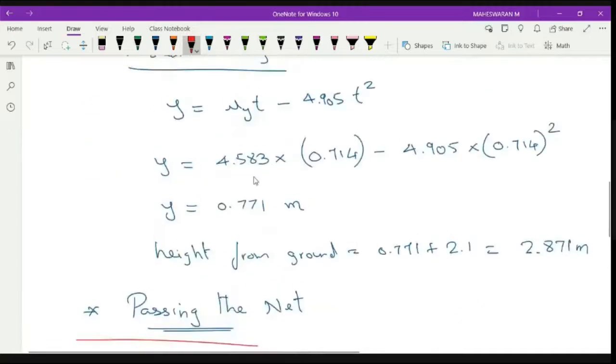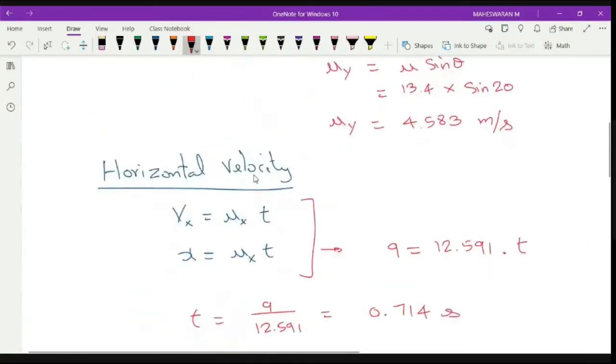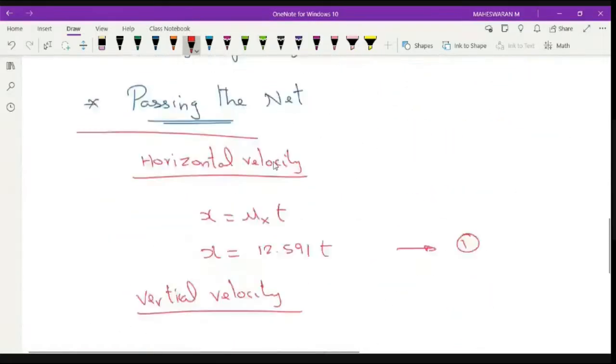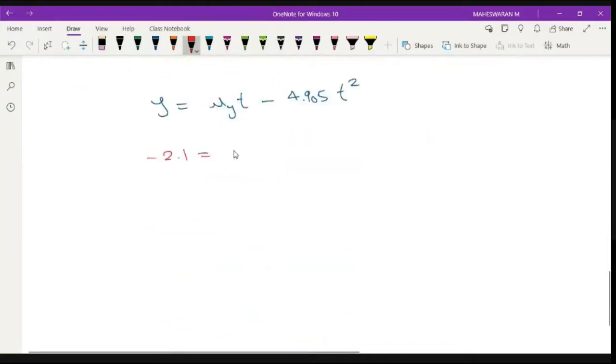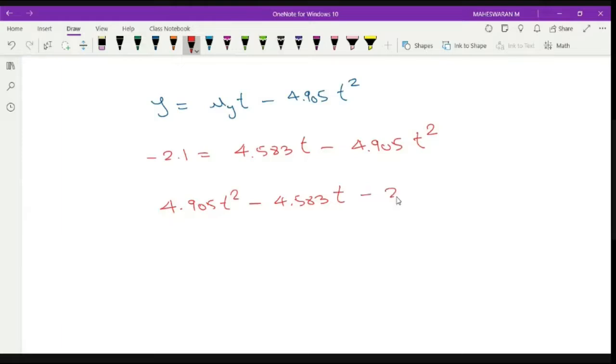Minus 2.1 is equal to uy. What is your uy? 4.583. So 4.583 t minus 4.905 t square. So let me bring these things to the other side. So you'll get 4.905 t square minus 4.583 t minus 2.1 is equal to 0.